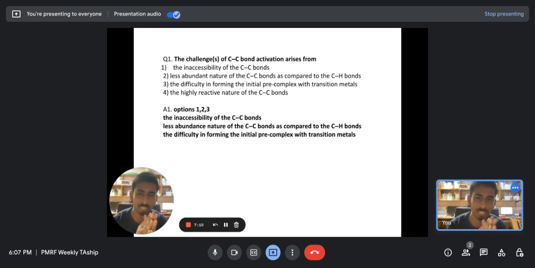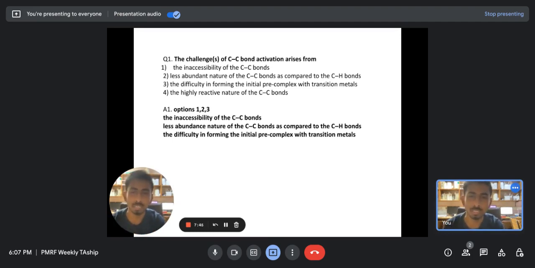That's why there is a difficulty in forming the initial pre-complex with the transition metals. So options 1, 2, and 3, the inaccessibility of the CC bonds, the less abundant nature of the CC bonds, and lastly, the difficulty in formation of the initial pre-complex with the transition metals, these three options are correct. These are the main challenges that we face regarding activation of the CC bond. But the last option, the highly reactive nature of the CC bond, is not true because CC bonds are comparatively less reactive in nature.